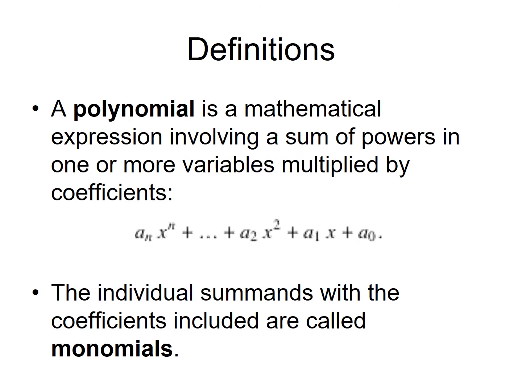A polynomial is a mathematical expression, not an equation, involving a sum of powers of variables multiplied by coefficients. And here you have coefficients of x and powers of x. You could have multiple variables, and it would still be a polynomial. Each individual summand from each term, those are called monomials. If you had two terms, it's a binomial. That's where we get the binomial theorem and so on.